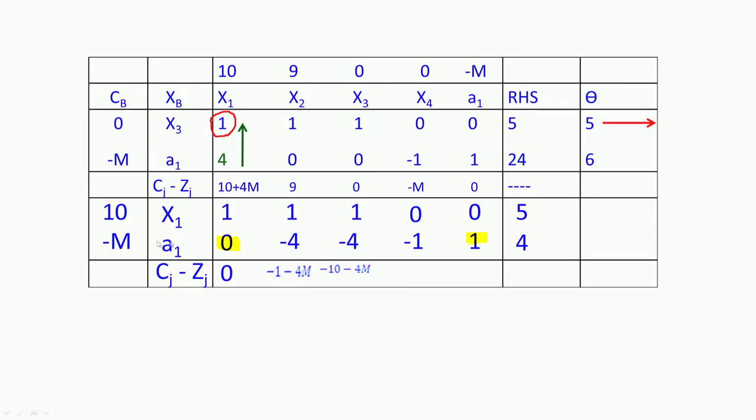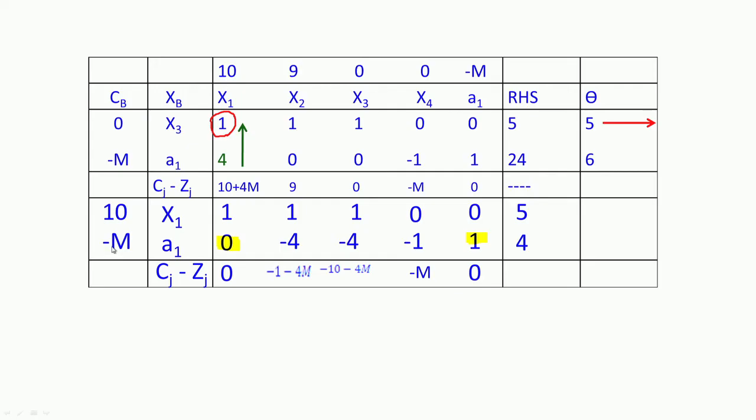For variable x4, it is 10 into 0, 0, minus m into minus 1 is plus m. So, 0 minus plus m is minus m. And for variable a1, 10 into 0 is 0, minus m into 1 is minus m. So, minus m minus minus m will be 0.